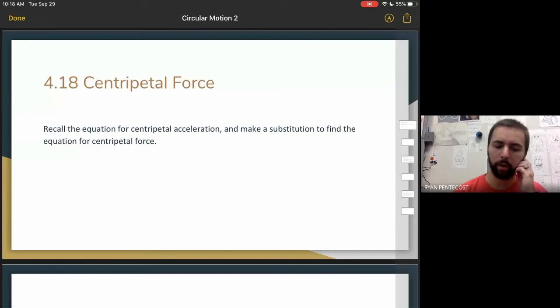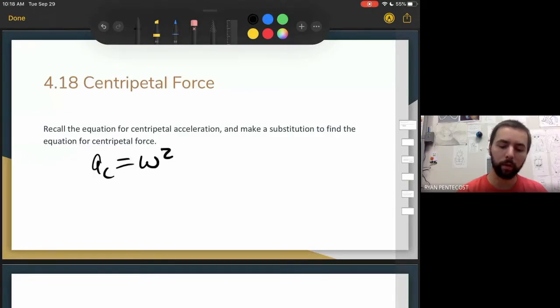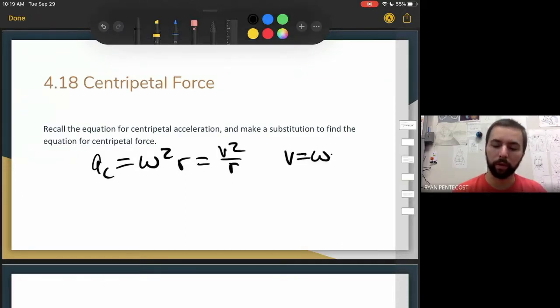Recall the equation for centripetal acceleration. So we have two, remember. We have a_c equals omega squared r, and that also equals v squared over r, right? Based on the relationship that velocity equals omega times the radius.